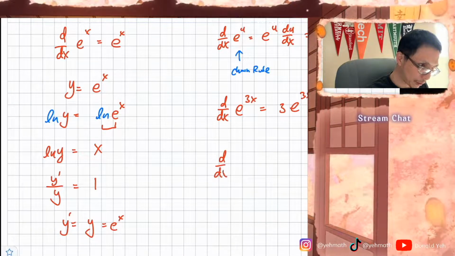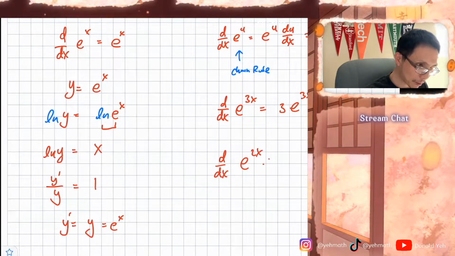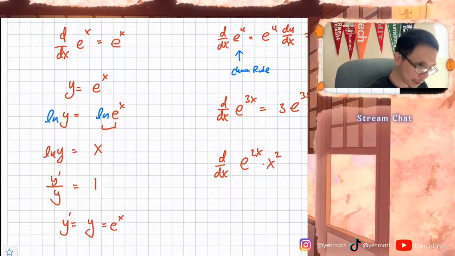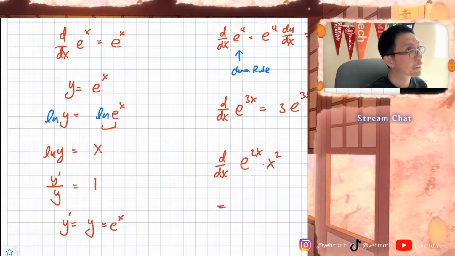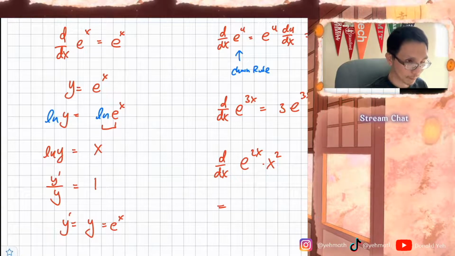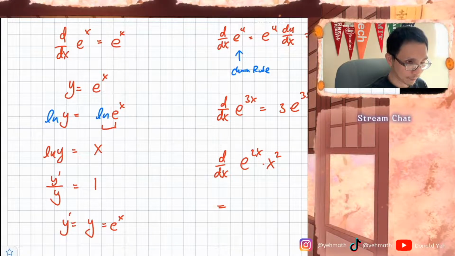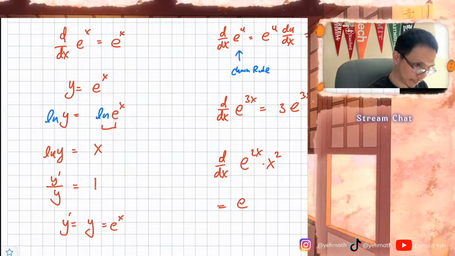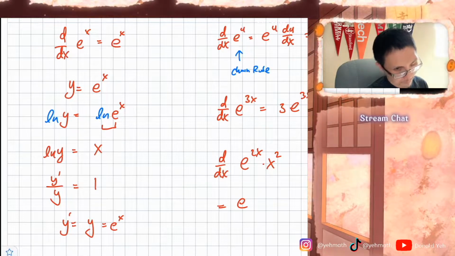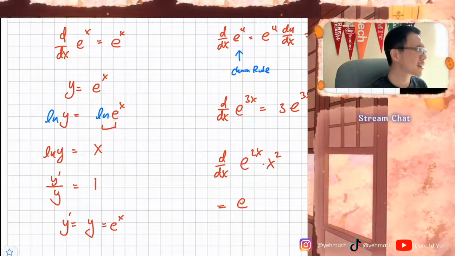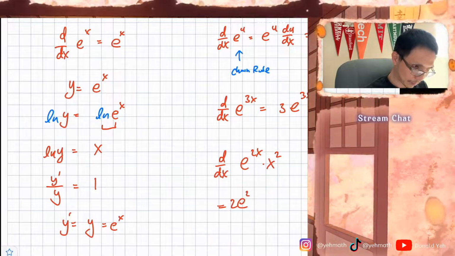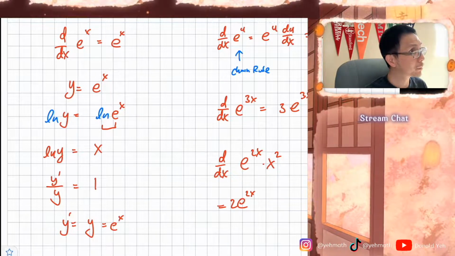Can I take a derivative of this? E to the 2x times x squared? Is it possible to take a derivative of this? What do you think the derivative of this is? What do you see? You do e to the 2x times 2x plus, and then you do 2e to the 2x. Something's missing. E to the 2x times 2x. No, that's completely wrong.